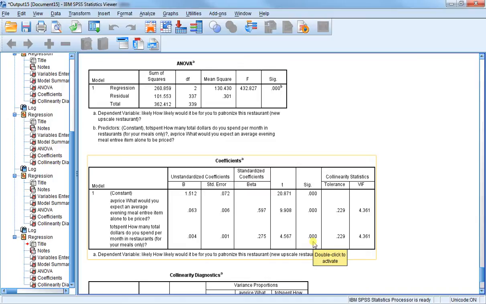So the interpretation of this data, I will leave it up to you. Let me know if you have any questions.